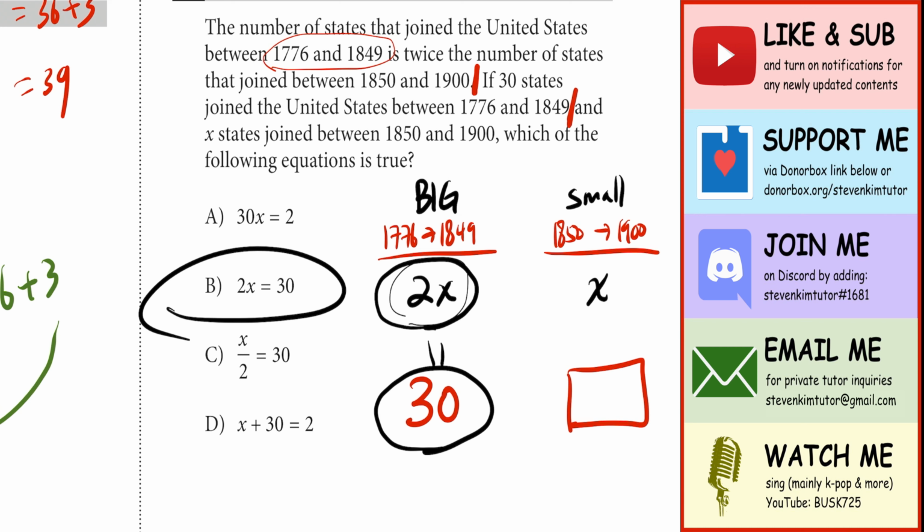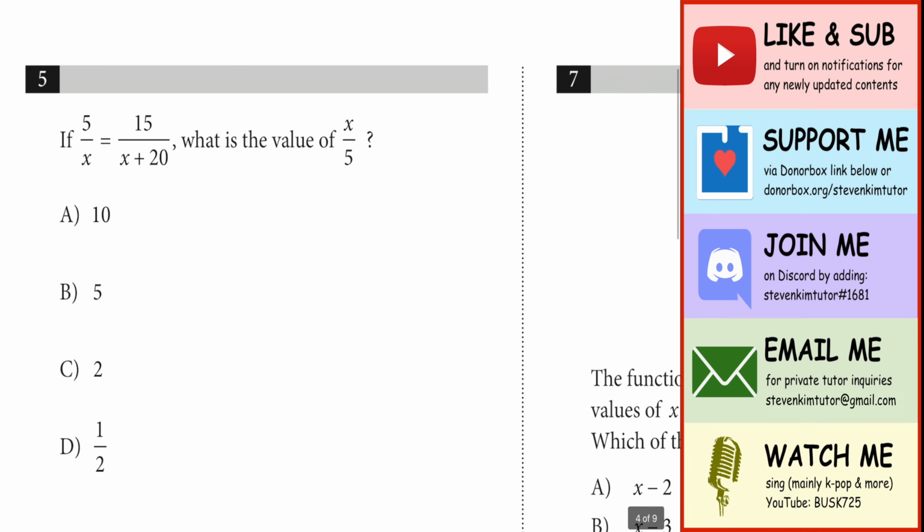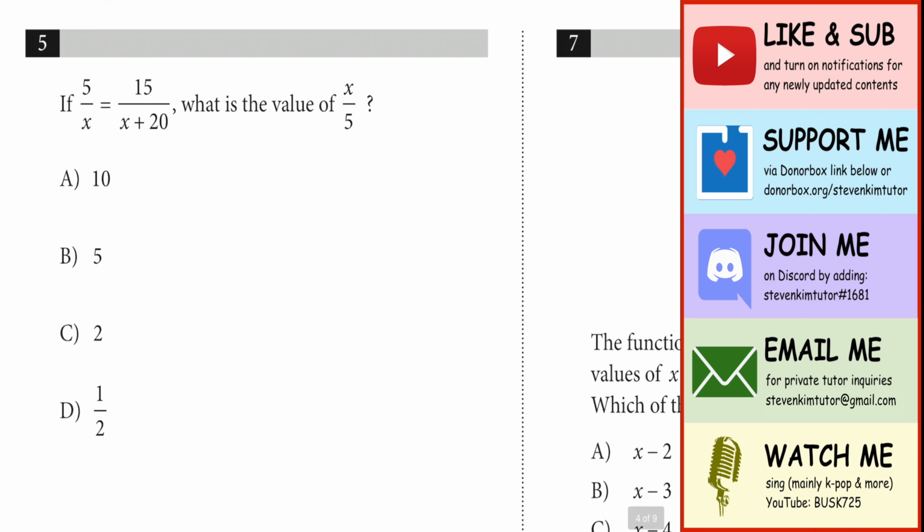Once again, if you cut the question into pieces and just follow one step at a time, the question is really not that difficult, right? So here we go. Next, number 5. If 5 over x is equal to 15 over x plus 20, what is the value of x over 5? So typical cross multiply. So 5 times x plus 20 is equal to 15x.